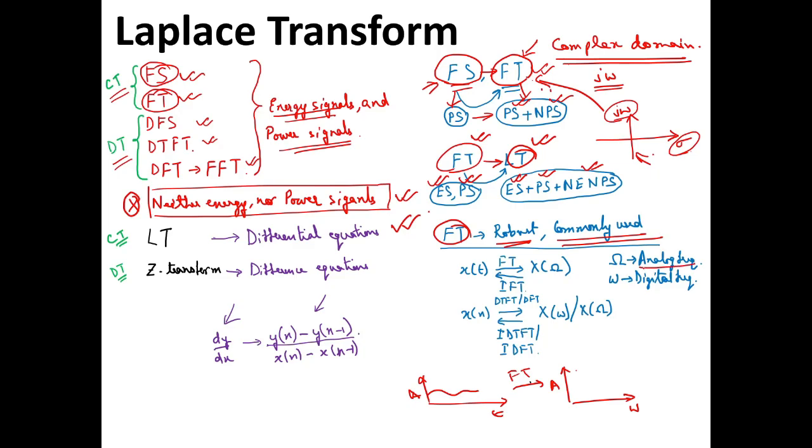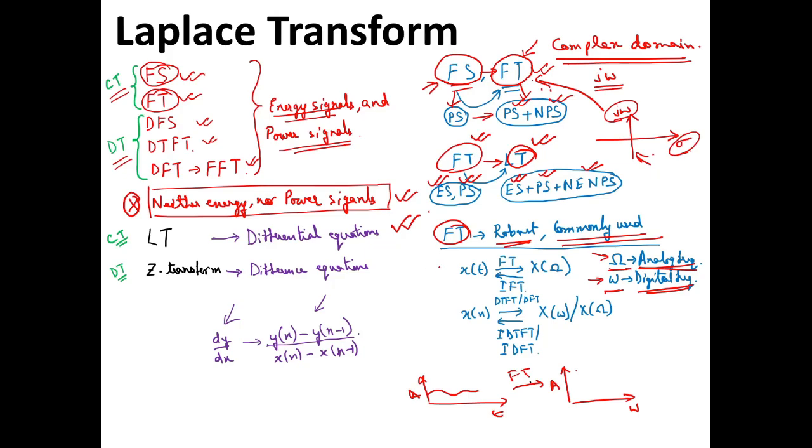If you see on my right, analog frequency is given by this ohm sign, also called omega. This omega, with the ohm sign, is used to represent the analog frequency. And the other omega, which is similar to the w, is used to represent the digital frequency.